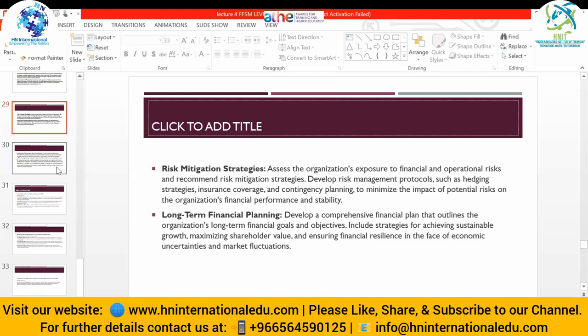Long-term financial planning. Develop a comprehensive financial plan that outlines the organization's long-term financial goals and objectives, including the strategies which are achievable for sustainable growth, maximizing the shareholder value, and ensuring the financial resilience in the face of economic uncertainties and market fluctuation.